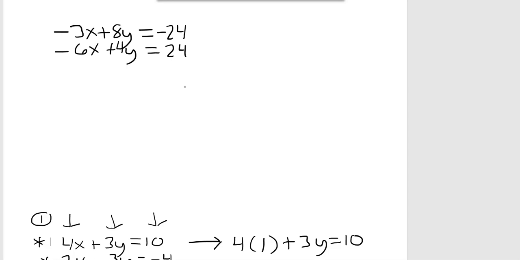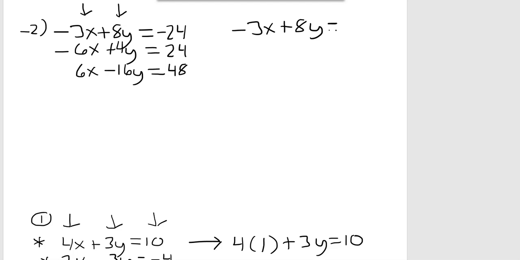In order to do elimination here, we need to pick whatever variable we want to eliminate, and then that variable needs to have coefficients that are the same, only opposite signs. So there are a few different things that we could do here. We could times the top equation by negative 2. And if we times everything in the top equation by negative 2, that would allow us to eliminate the x variable.